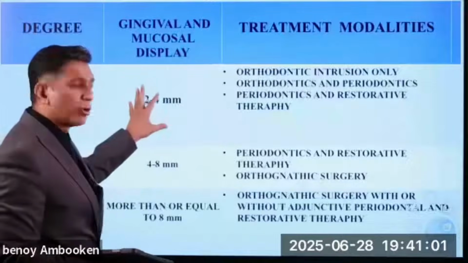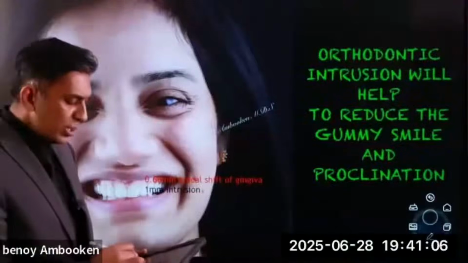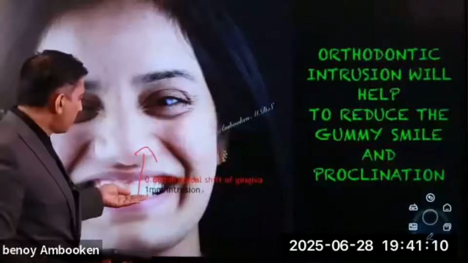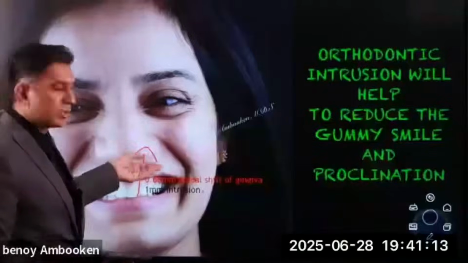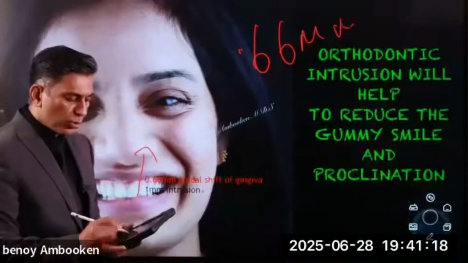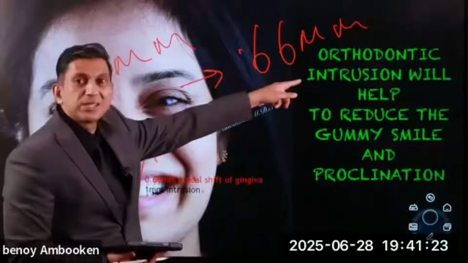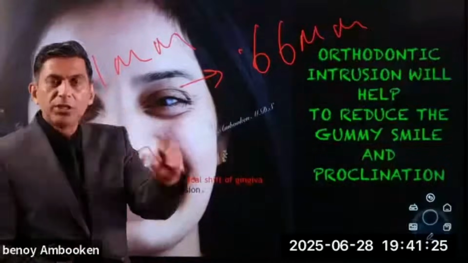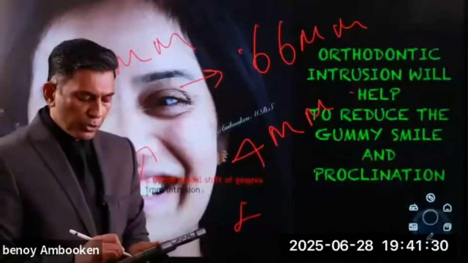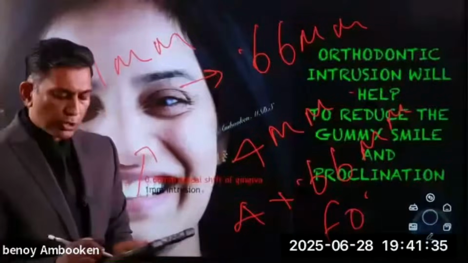The rule of orthodontics to correct the gummy smile is when you plan for intrusion, when you intrude the teeth, 1 mm of intrusion of upper anteriors will reduce the gummy smile by 0.66 millimeter. So the rule is 1 mm intrusion will reduce your gummy smile by 0.66 millimeter. The total intrusion you can achieve is 4 millimeter. So 4 into 0.66 of gummy smile can be corrected with fixed orthodontic treatment.